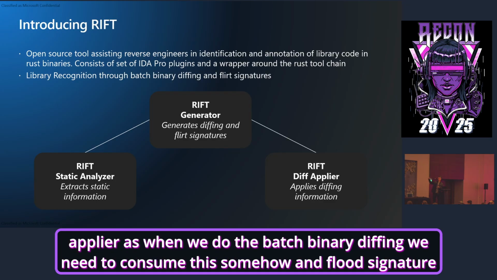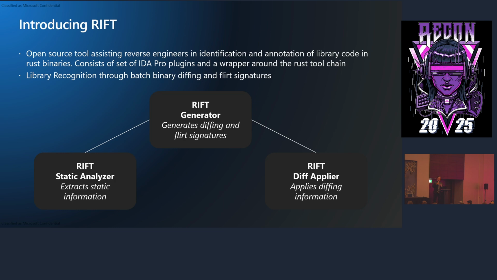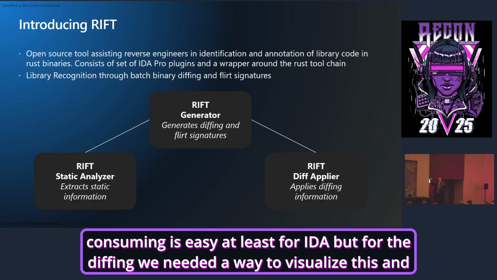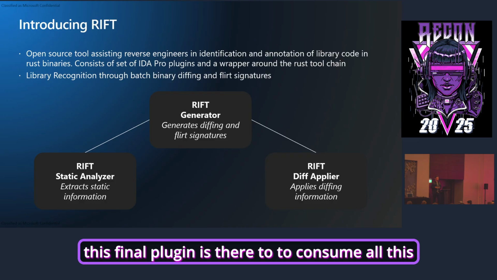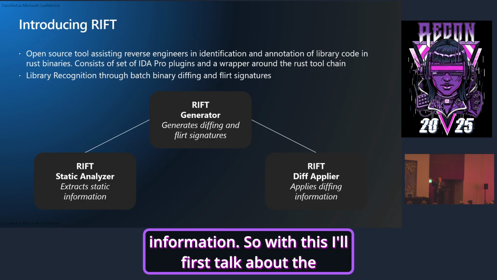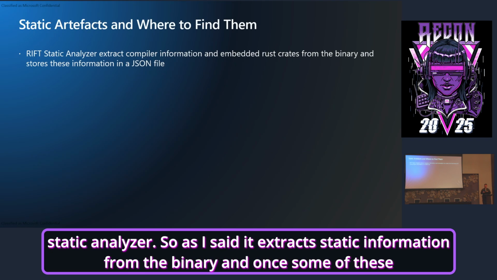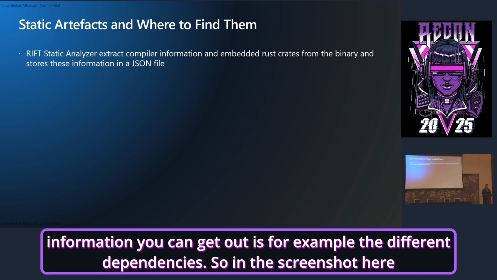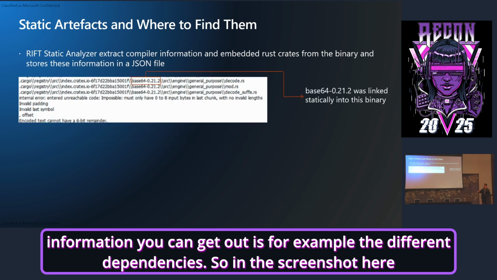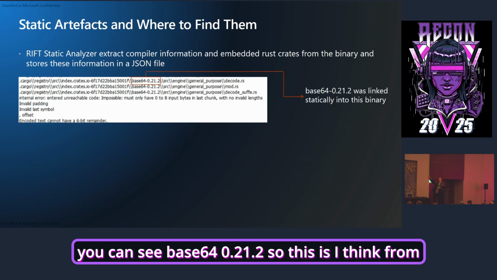And Rift Diff Applier, as when we do the batch binary diffing, we need to consume this somehow, and FLIRT signature consuming is easy, at least for IDA. But for the diffing, we needed a way to visualize this, and this final plugin is there to consume all this information. So with this, I'll first talk about the static analyzer. So as I said, it extracts static information from the binary. And what some of this information you can get out is, for example, the different dependencies. So in the screenshot here, you can see base64 0.21.2.